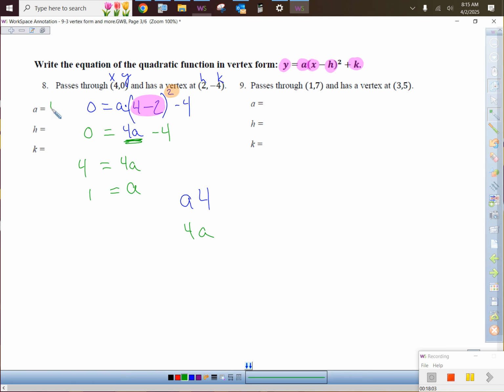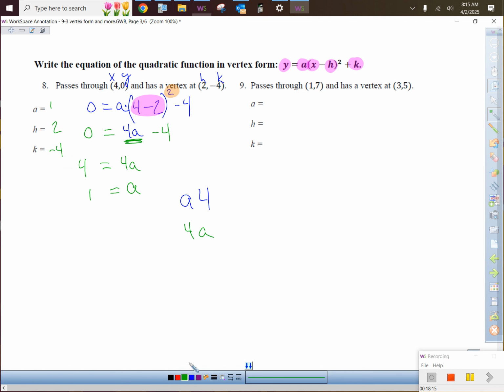H and K, do I got to do like opposite of B over 2 times A? Or did they tell me H and K? They told it to me. H is 2, K is -4. Right? They gave me that because I need 3 ingredients to write an equation in vertex form. I need A, I need H, and I need K. They gave me 2 of the 3. We had to find A.